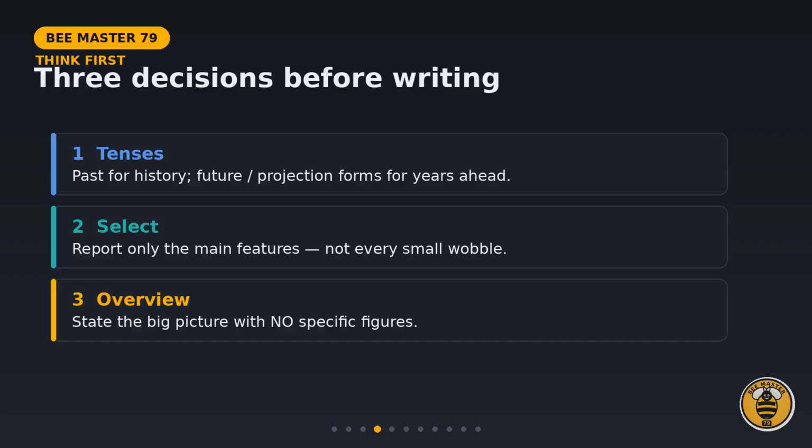Before writing, I make three quick decisions. First, tenses. I use the past for historical data and future or projection language for the years ahead. Second, I select only the main features, not every small change. And third, I plan an overview that captures the big picture with no specific numbers.